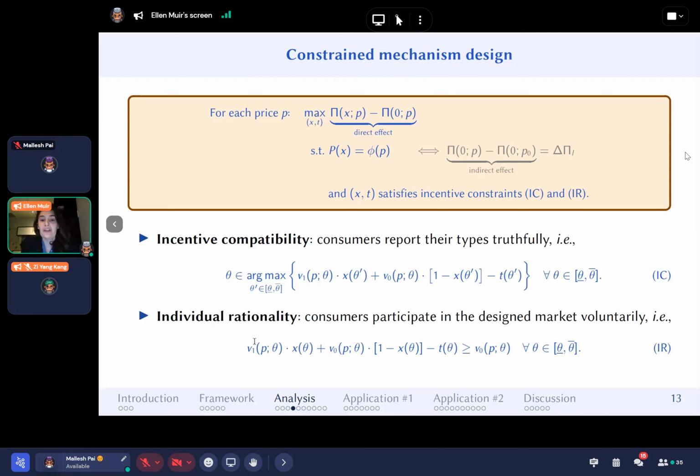And then the individual rationality constraints can be constructed in a similar way. So consumers participate in the designed market voluntarily. So it has to be the case that the payoff that they get from participating in the designed market under truthful reporting, which I've printed out here, is equal to or greater than the payoff that they get from just directly participating in the aftermarket. And that continuation payoff is given by evaluating V0 at the equilibrium price that's induced in the downstream market P, and then that's also a function of the agent's type by assumption. So that's that individual rationality constraint.